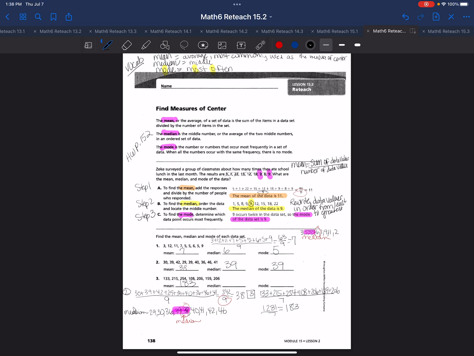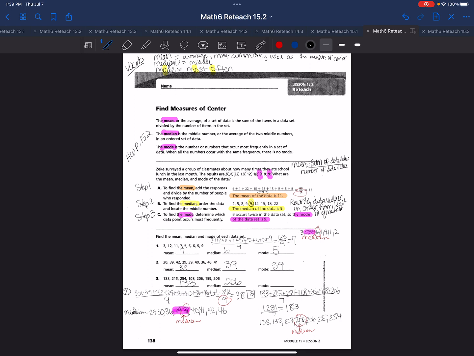Then I need to look at my median. What number is in the middle? So I have to put my numbers in order. So I have 108, 133, 159, 206, 206, 215, 254. And because I have 7 in my data set, then I know that's going to be the median because it's in the middle. So that's 206.